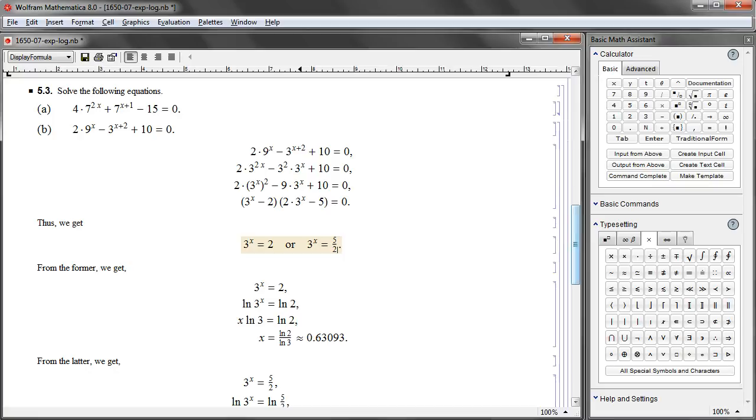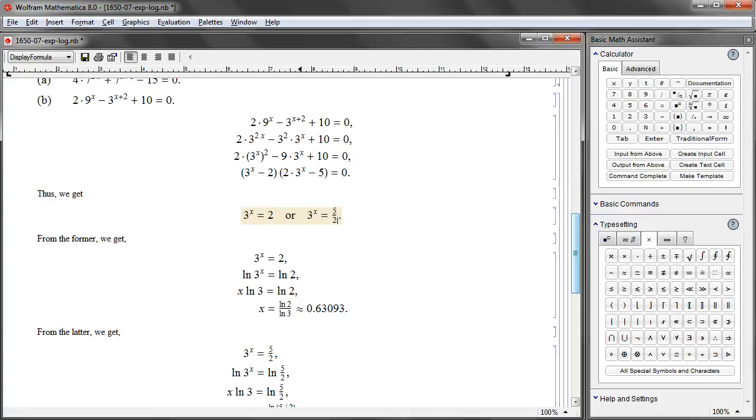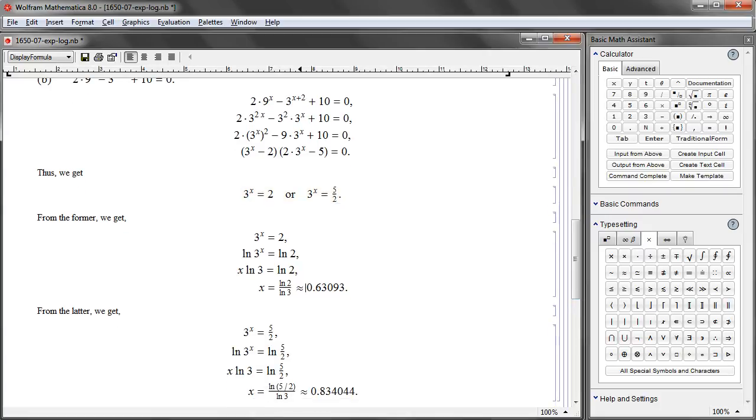In this particular case, there was no extraneous solution. Just x equals that, there's one solution. x equals that, there's another solution, and you can check both are valid.